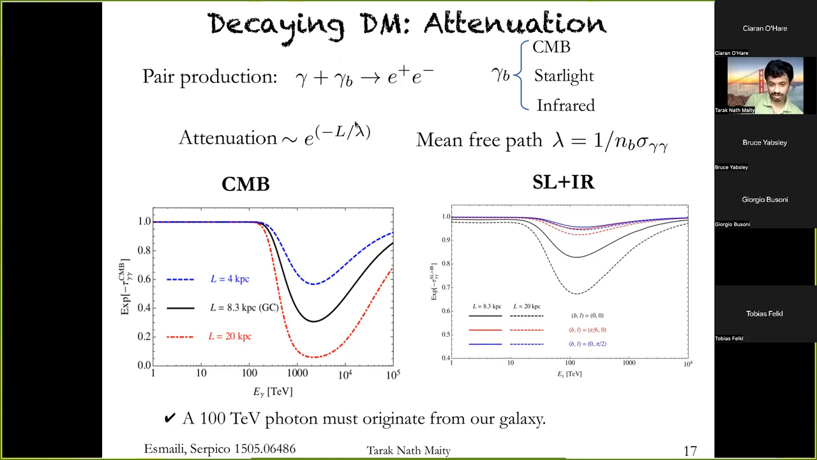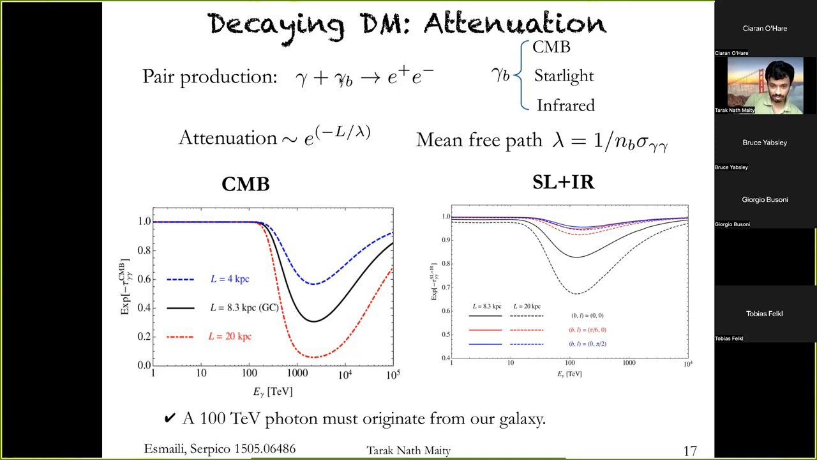The essential physics here is that the mean free path is inversely proportional to the gamma-gamma interaction cross section and the background density. If the length that the photon is traveling is larger than the mean free path, there will be suppression in the gamma ray flux. But if it is much, much smaller than this lambda, then there would not be any suppression.